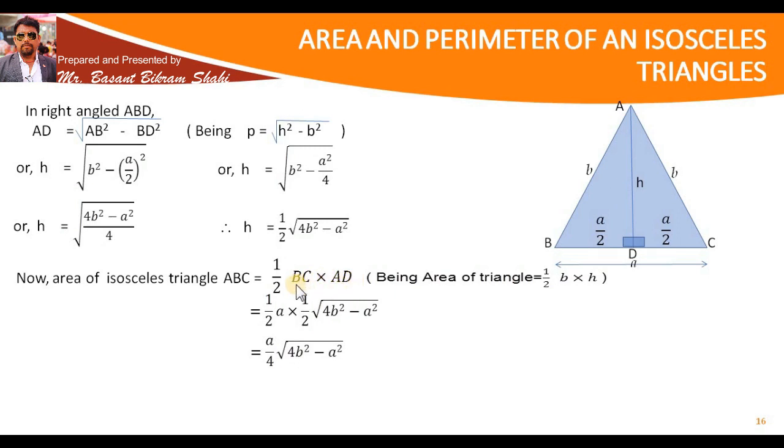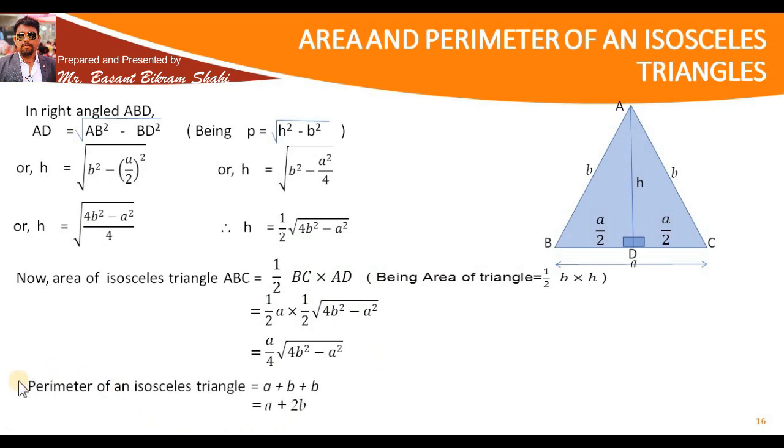BC is A, so half into A. AD is H, and H is here half square root of 4b square minus A square, so half square root of 4b square minus A square. 1 into 1 is 1, A into 1 into 1 is A, 2 into 2 is 4, and the square root of 4b square minus A square is as it is, square root of 4b square minus A square.